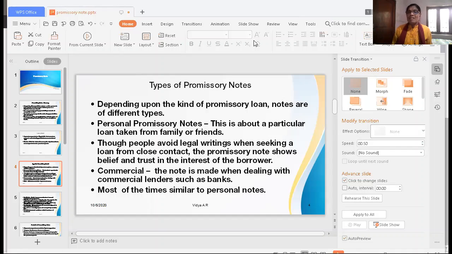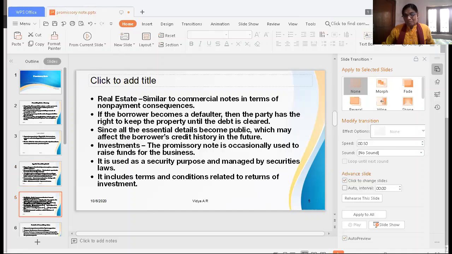And then comes a commercial promissory note. What is this? The note is made when dealing with commercial lenders such as banks. Maybe from the banks we are taking some kind of a loan. Such a commercial understanding we can have. And most of the time it is similar to the personal notes. It is always in the same form. There is no difference in the format.